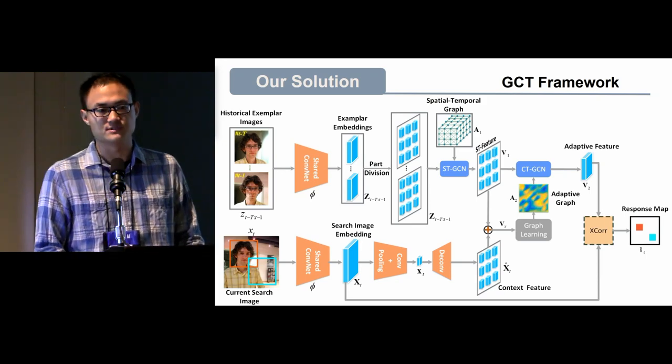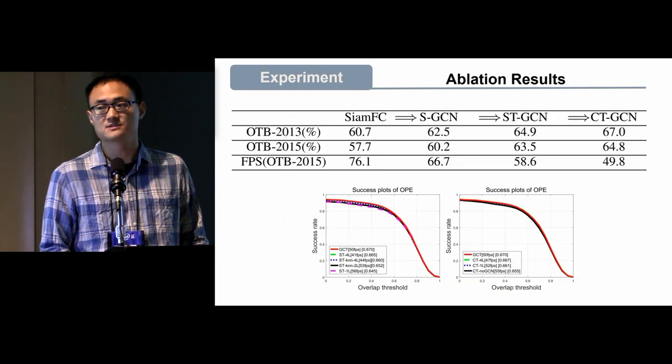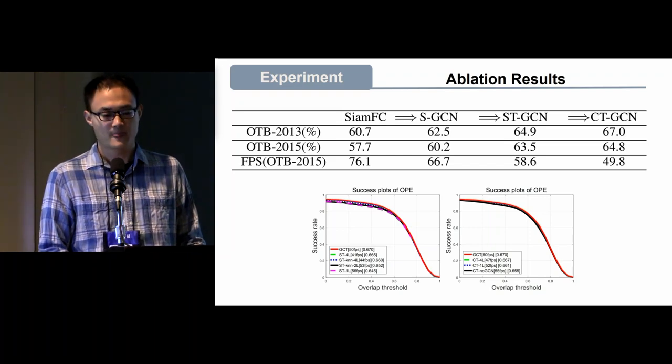Next, we will show the experimental results. The results on four data sets, OTB, UAV, VOT 2017, show the favorable performance of our tracker, and our tracker achieves real-time speed. The ablation results also show all the components in our framework are useful.